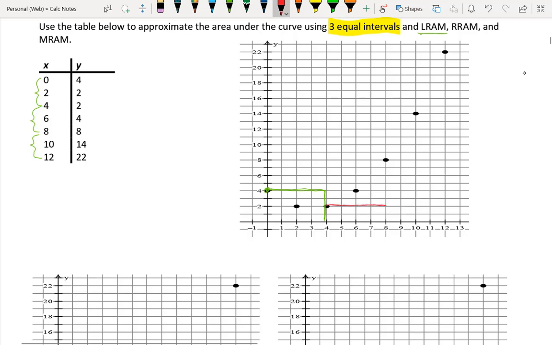All right. So that's my second rectangle from 4 to 8. And then let's see, my last rectangle here is going to go from 8 to 12. So you can see that the point over here at 8 is this guy. That's my left-hand point, and it's going to go over to 12. So we're going to draw that one in.